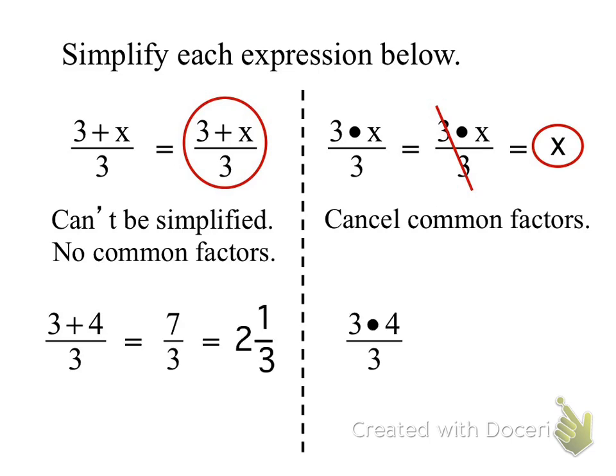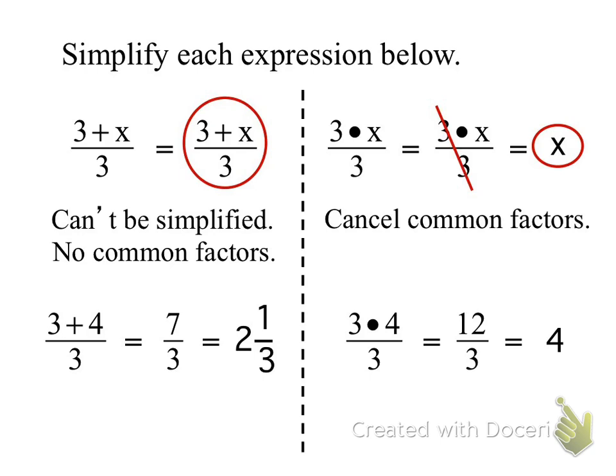But here if I put in 4, it's 12. And can't we divide that by 3 and we're left with 4? Yep. So do you see when there's a plus sign in it, you can't cancel out those 3's. You have to do the operation first. So if there's a plus sign, you can't cancel out common factors.